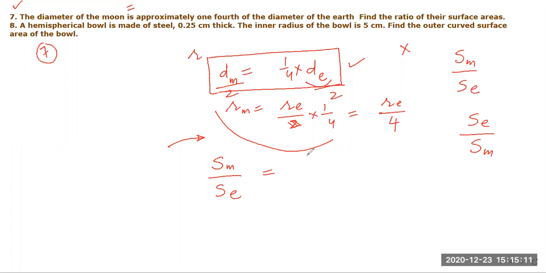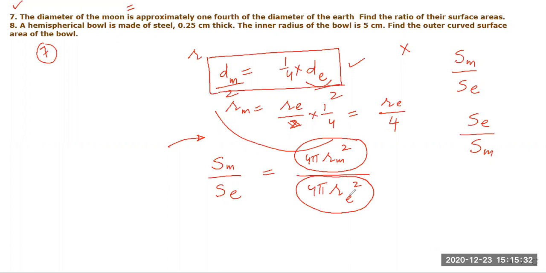So we have 4 pi r of moon square divided by 4 pi r of Earth square. The only trick you have to remember is, some students first find the total surface area, they do all the complicated calculation, 4 into pi, then they calculate this area, then they find the ratio. It's very difficult. Don't do that. Let 4 pi cancel with 4 pi. The cream came out easily. The milk remained, so you take the cream, not the milk.